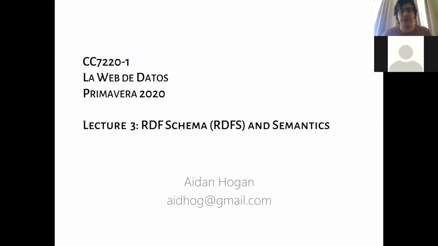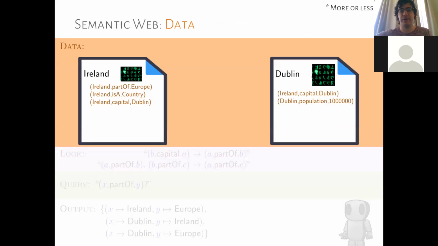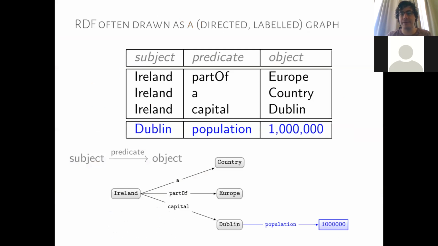So we're on the third class, and today we're going to start talking about semantics and how to define the semantics of data on the web. So the lecture is on RDF schema in particular. The last time we spoke about how, roughly speaking, we could build a semantic web based on data, logic, query, and output. So we spoke previously about RDF as a data model based on a directed labeled graph where we have triples, and each triple forms an edge in this graph.